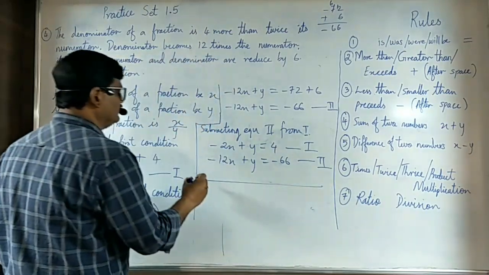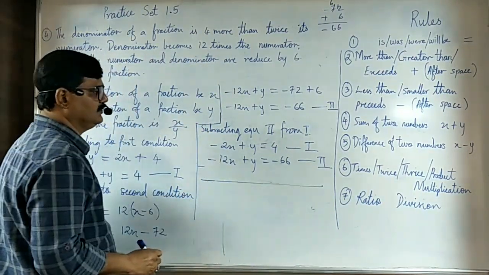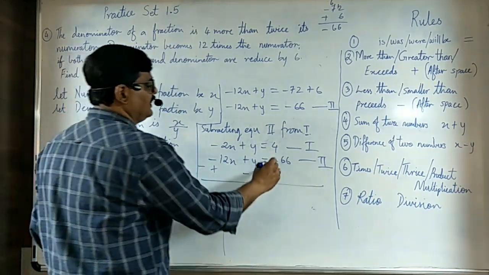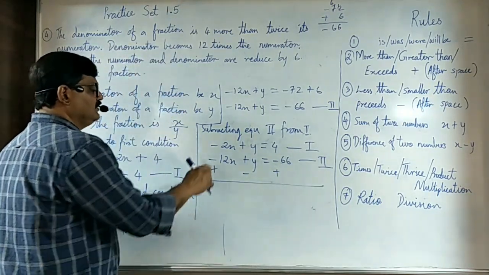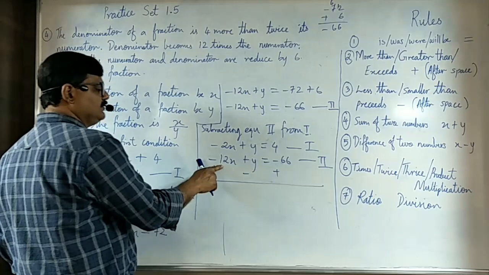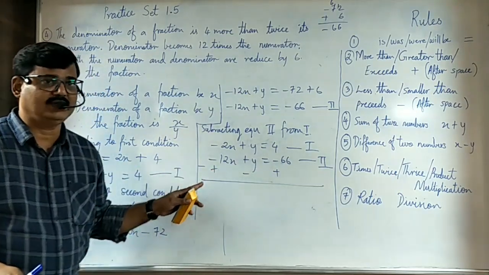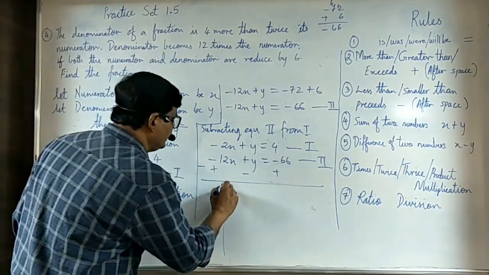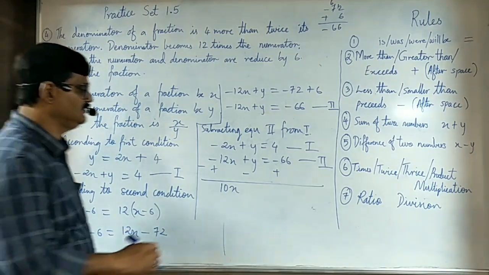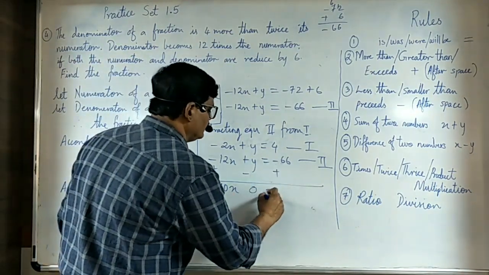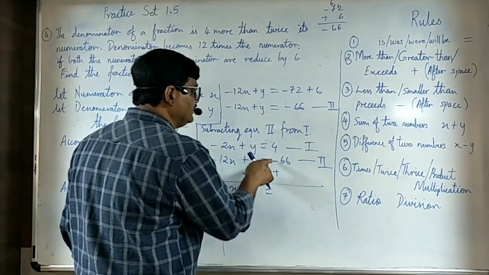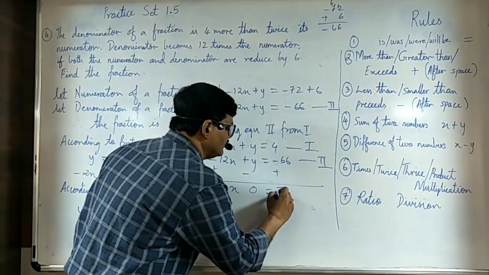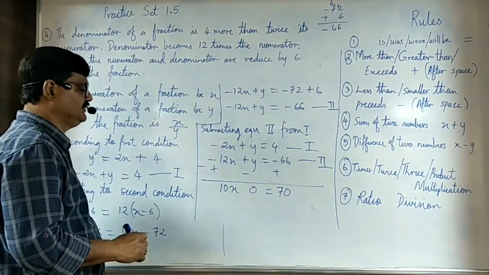When you try to subtract, the signs of the second equation will change. This minus 12x will become plus 12x, plus y will become minus y, minus 66 will become plus 66. So here minus 2 and plus 12: one number minus, one number plus, so subtract and write the sign of the bigger number. You will be getting 10x, y will be 0, and 4 plus 66, both are plus, so you add up and get 70.